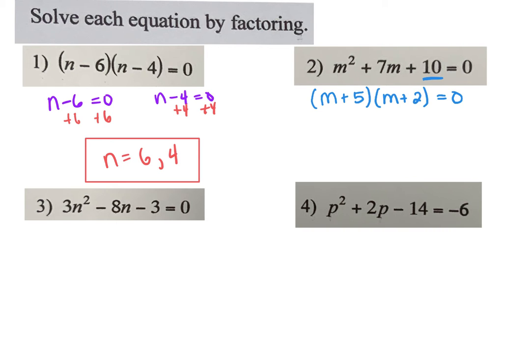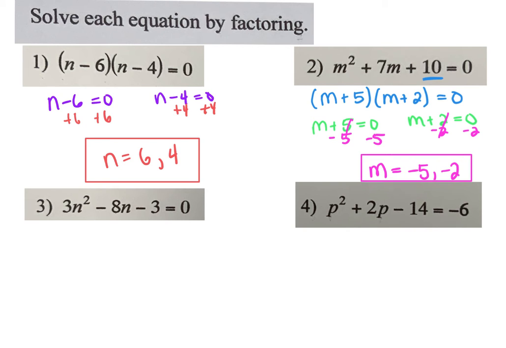And now this looks just like the first one. We set each factor equal to 0, and we solve. So in this case, m can equal -5, or m can equal -2. So same concept, you just have to factor first.